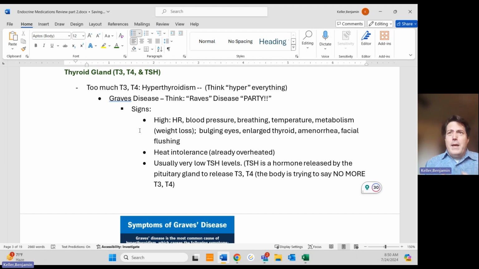So what happens in Graves' disease? We have hyper everything. I like to think of it as a party, where everybody's all happening and stuff like that. So Graves' disease, it's a rave. Everybody's high on stuff, right? So high blood pressure, high heart rate, high temperature, metabolism's high. People have weight loss. They've got bulging eyes like Steve Buscemi. Enlarged thyroid gland. For women, it can be amenorrhea or facial flushing.